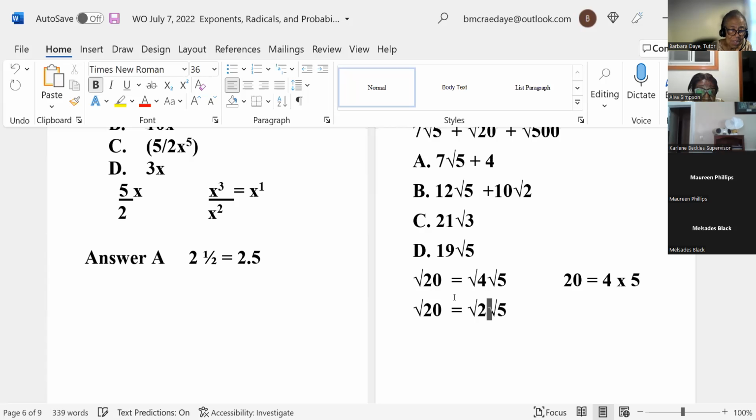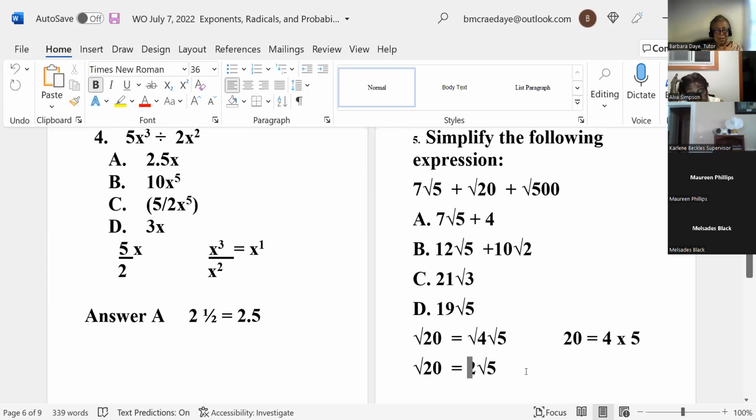And we don't need this radical because now we took the square root of 4 and got 2. Everybody follow me how we translated the square root of 20 into 2 times the square root of 5? Any questions on that step? Well, a minute. Question there. What's the question, Melissa?